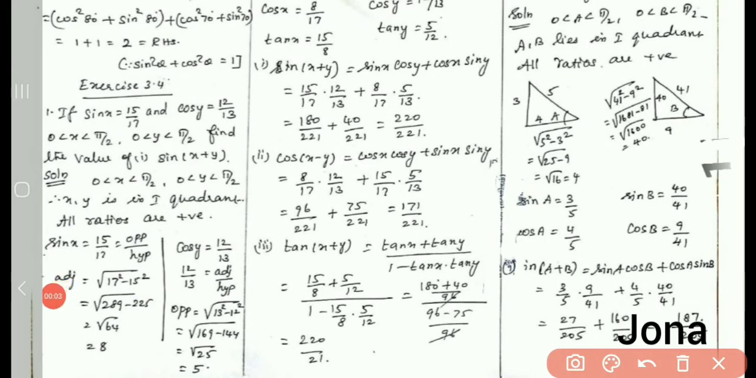Exercise 3.4. If sin x is equal to 15 by 17 and cos y is equal to 12 by 13, x lies between 0 and pi by 2, y lies between 0 and pi by 2. Find the value of sin of x plus y.